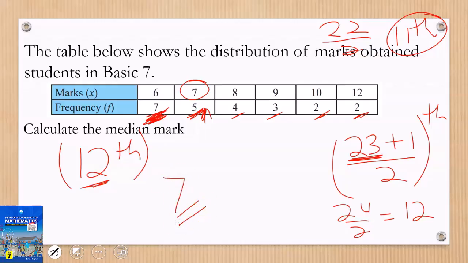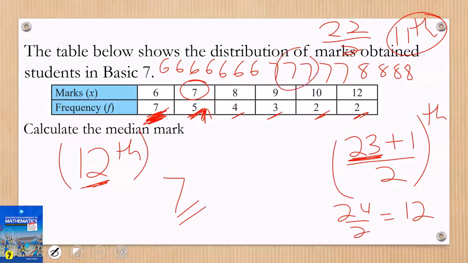Now, what it also means is that if I'm to write these marks in a raw form, 6 will appear 7 times, 7 will appear 5 times, 8 will appear 4 times, and it goes on: 9 will appear 3 times, 10 will appear 2 times. So if I count from left and right, you realize that the middle number will fall on one of the 7s. That is why our answer becomes 7. And that's how we calculate it. Beautiful. Let's take another example and see.